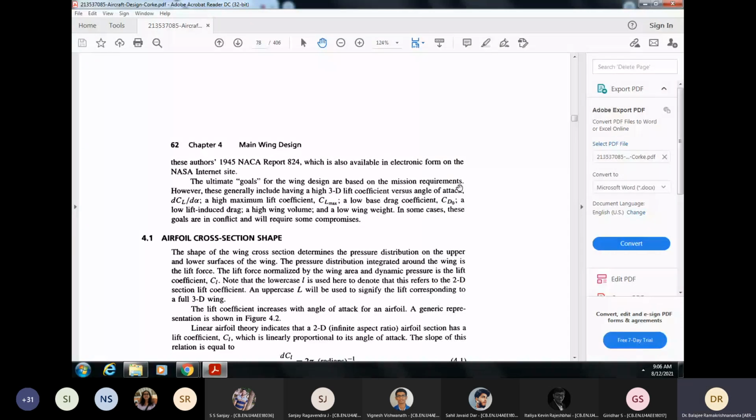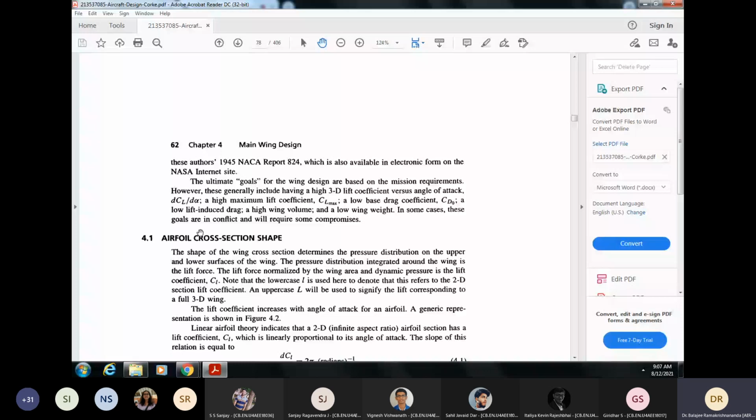Generally, you want to have a very high 3D lift coefficient versus angle of attack slope. That slope of the 3D lift coefficient should be as high as possible, which means you may need as high an aspect ratio as possible. This is one of the requirements. What they mean is dCL by d alpha for the whole wing, the 3D finite wing.